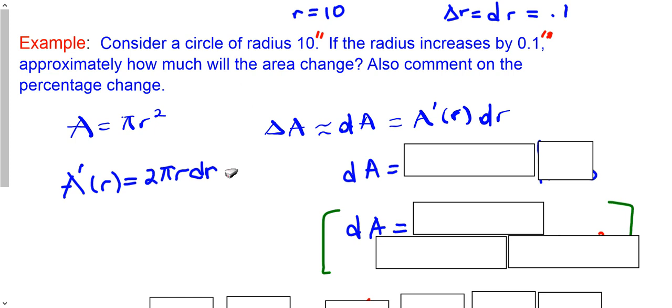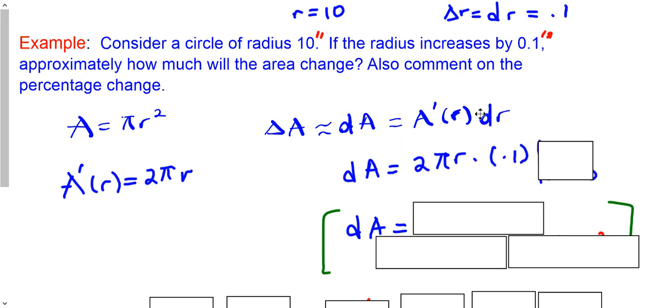As a matter of fact, I don't need a dr here. Just the derivative is 2 pi r, but then it's going to be multiplied by dr to give us dA. So A prime of r times dr is going to be placed right here. So the differential of the area function, which approximates the change in area, equals the derivative, which is 2 pi r times dr, since we're only moving away by 0.1 inches, so that's our change in r.